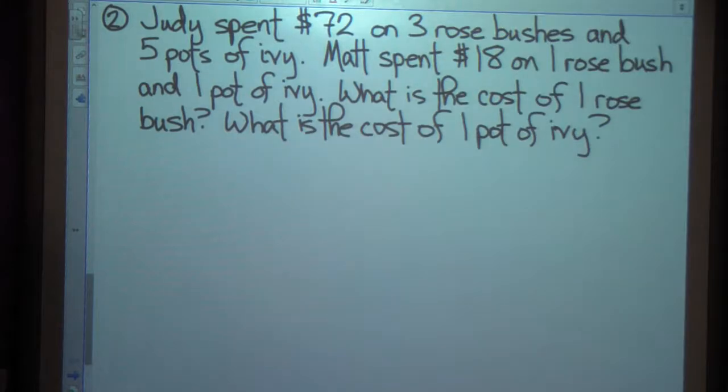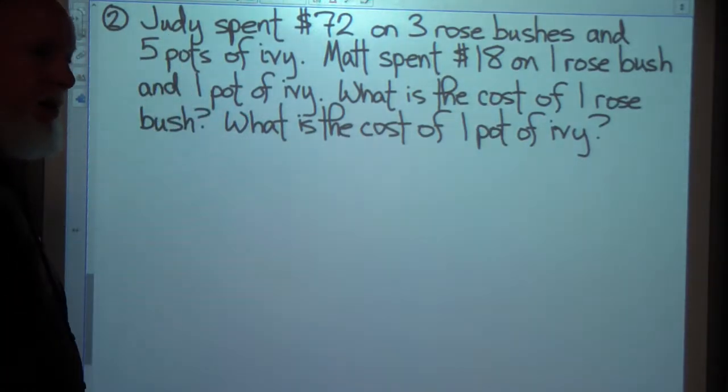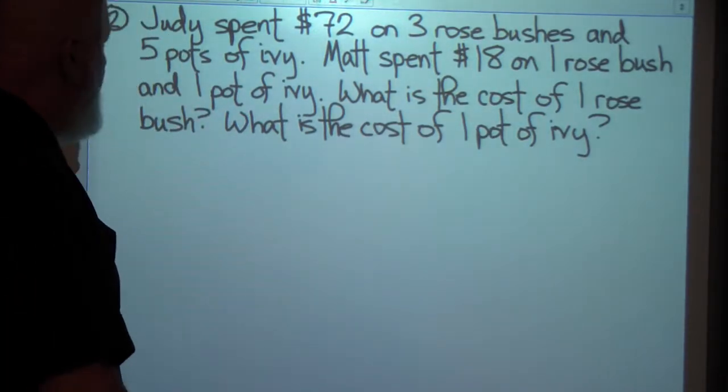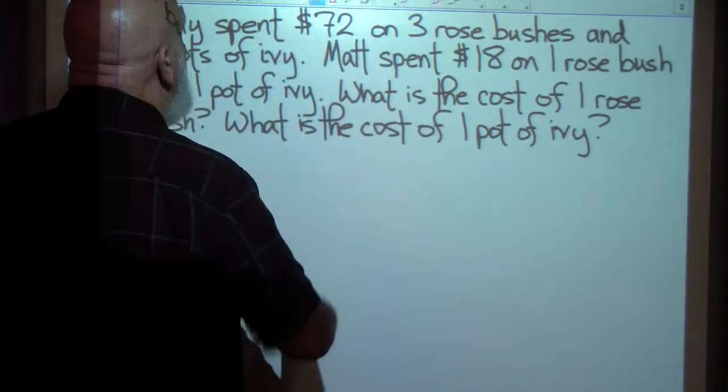Judy spent $72 on 3 rose bushes and 5 pots of ivy. Matt spent $18 on 1 rose bush and 1 pot of ivy. What is the cost of 1 rose bush? What is the cost of 1 pot of ivy? Basically the same problem as above, but the numbers are different. So let's take a look at what we got.